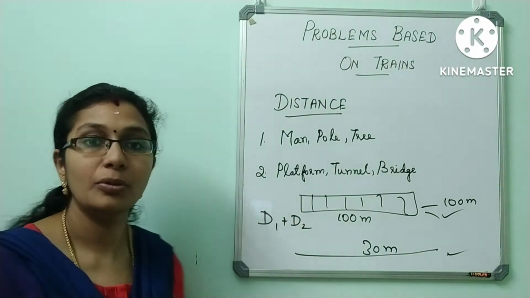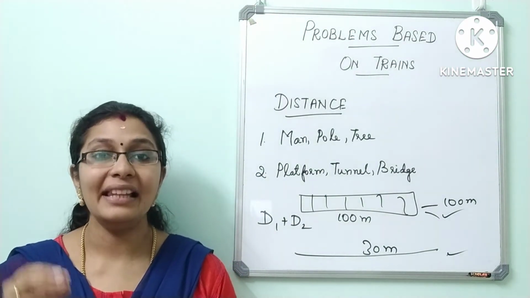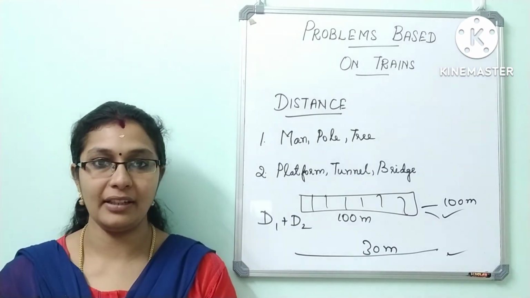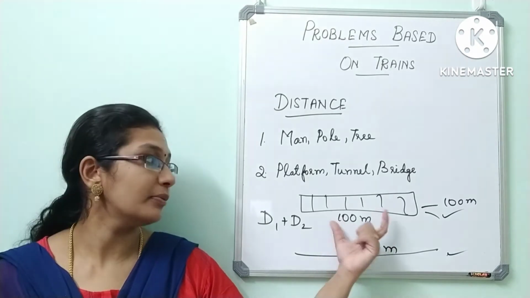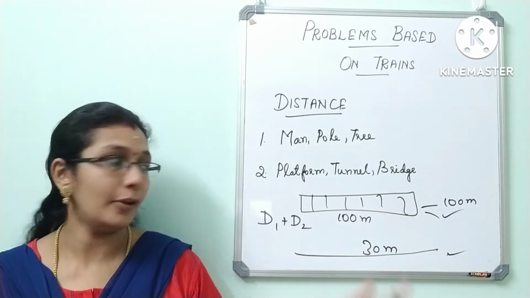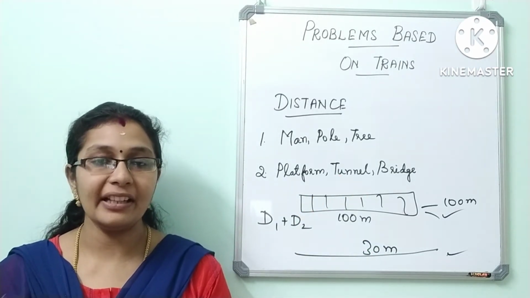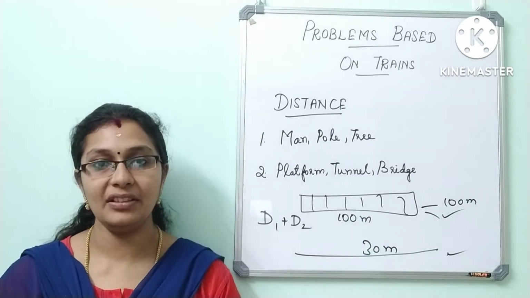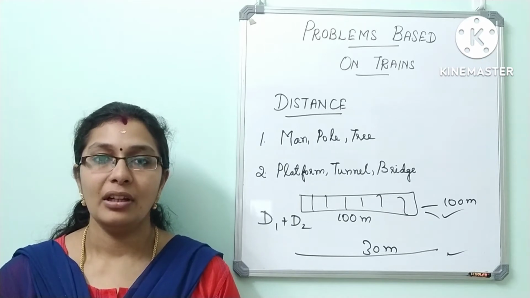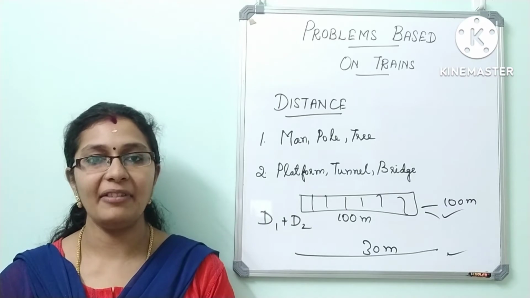Clear? So two concepts I have said. When you have man, pole or tree, the lengths of the man, pole or tree are very small when compared to the length of the train. In that case, you will use only the train's distance or length. Whereas when you have a platform, a bridge or a tunnel, its length can be compared to that of the length of the train, correct? In that case, you will add up their distance. I think you are clear now. If you aren't clear, we'll get into questions so you'll have a clear understanding.